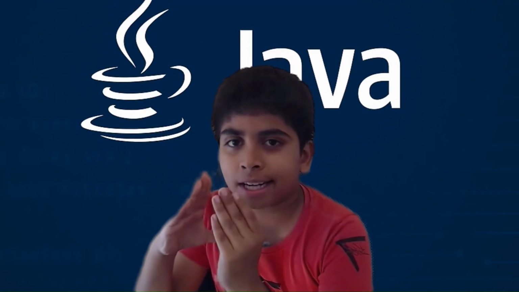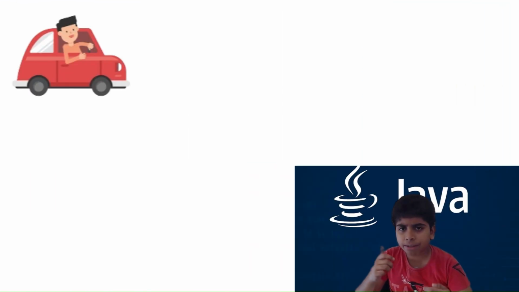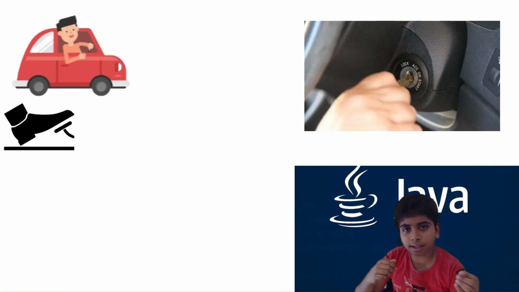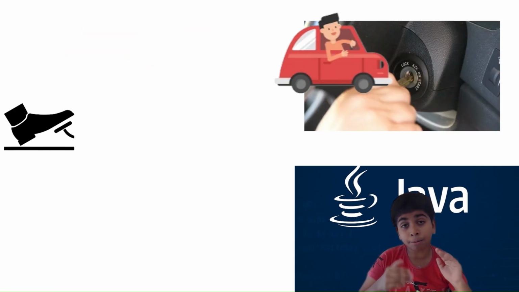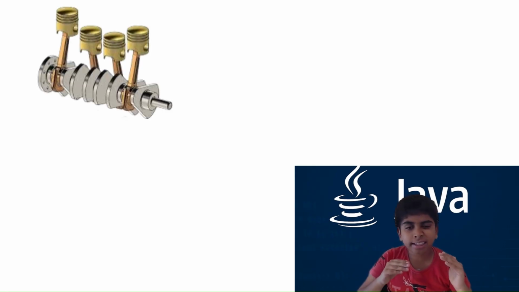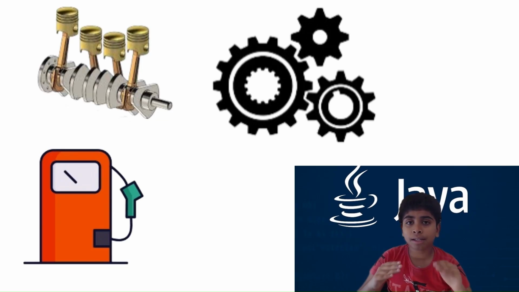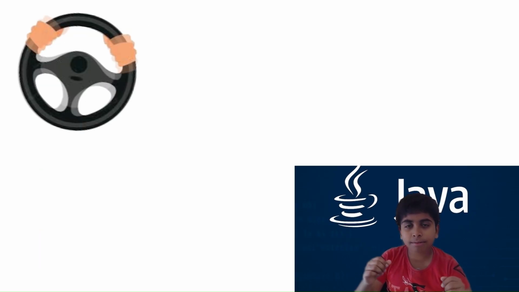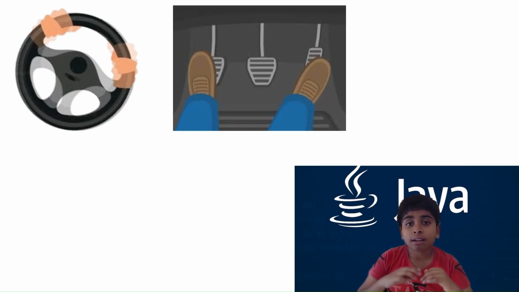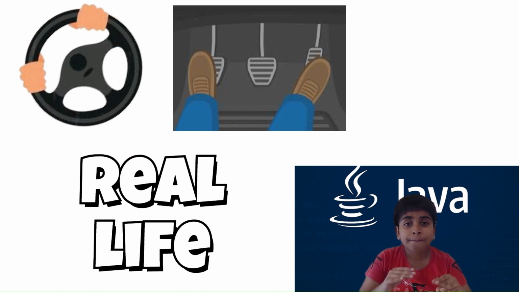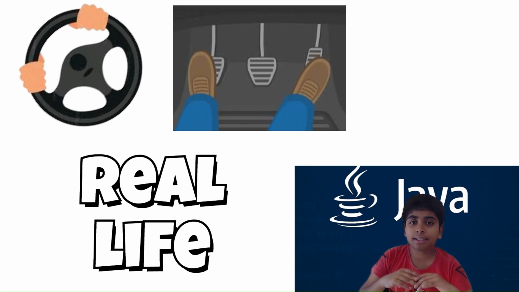Okay, so what does abstraction mean? Abstraction is simply about hiding the complex details and showing only what's important. Imagine you're driving a car. You press the accelerator and the car moves. You don't think about the pistons, gears, or how fuel burns. You only focus on the simple controls like the steering wheel, the pedals, and the brakes. That's abstraction in real life. You use the feature without worrying about the hidden details.